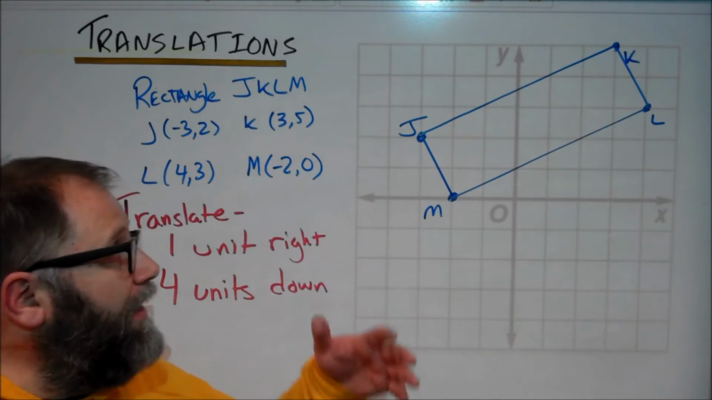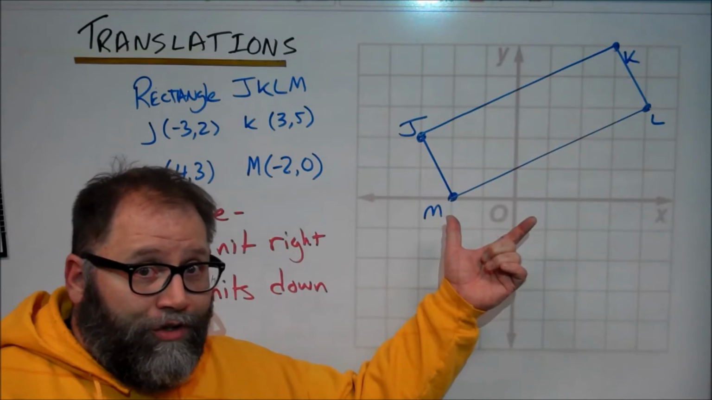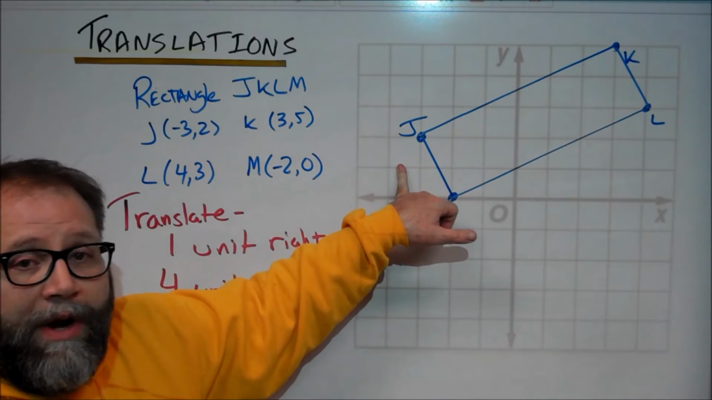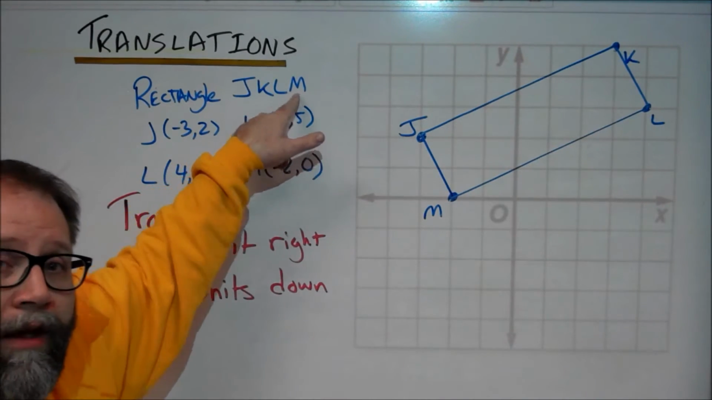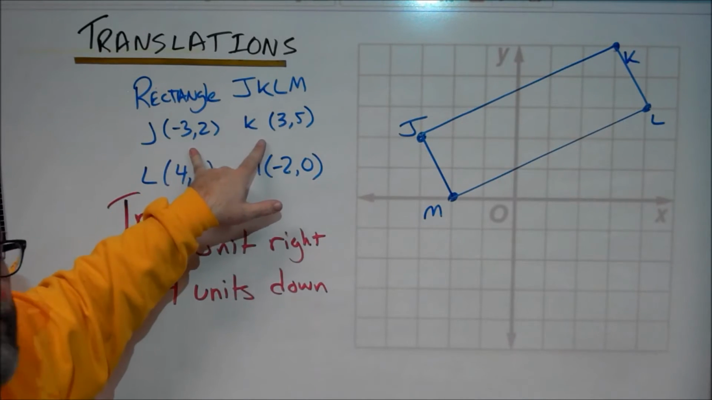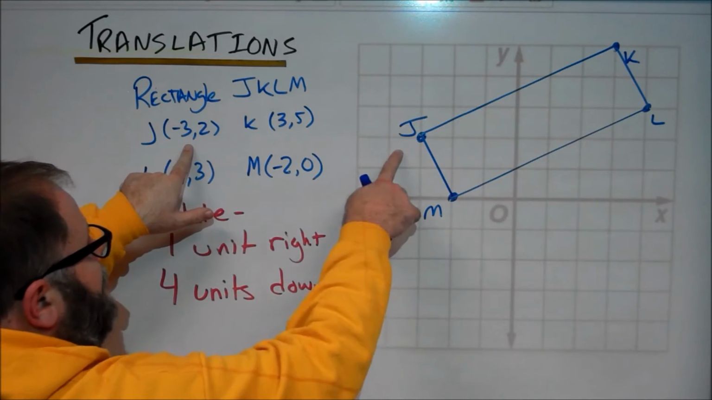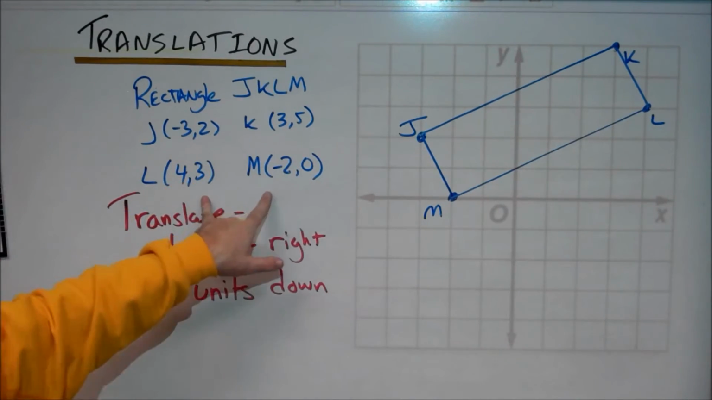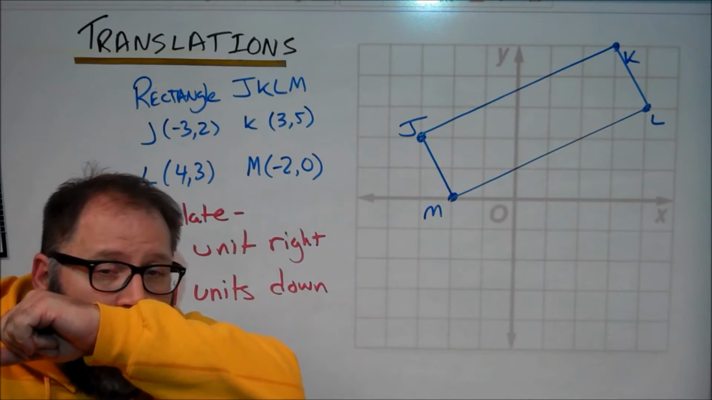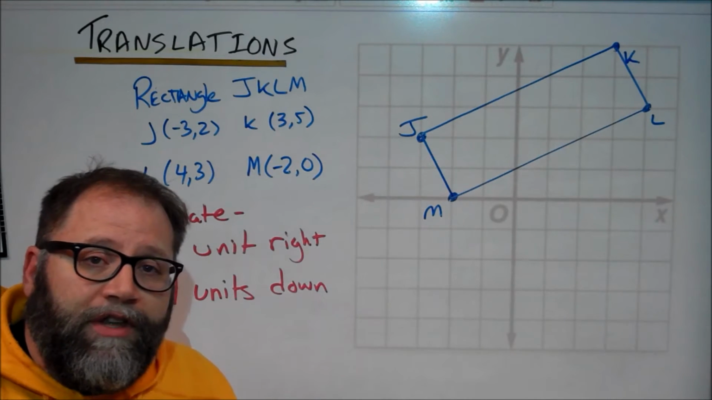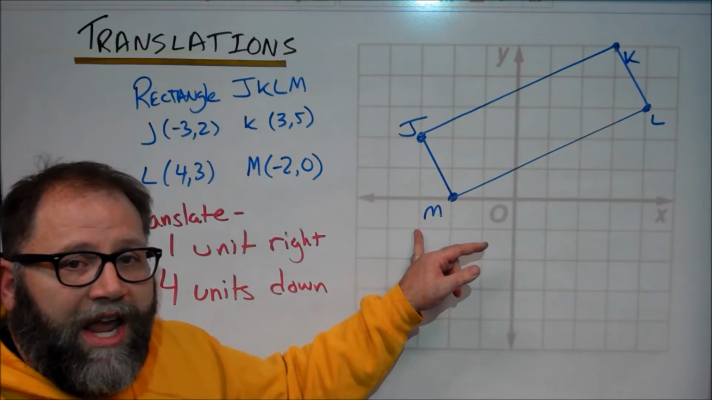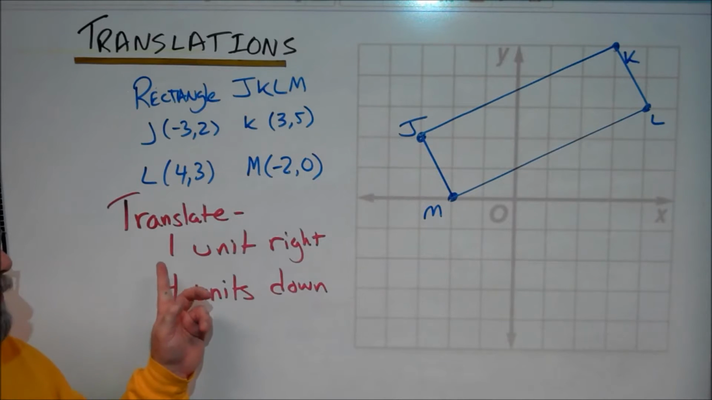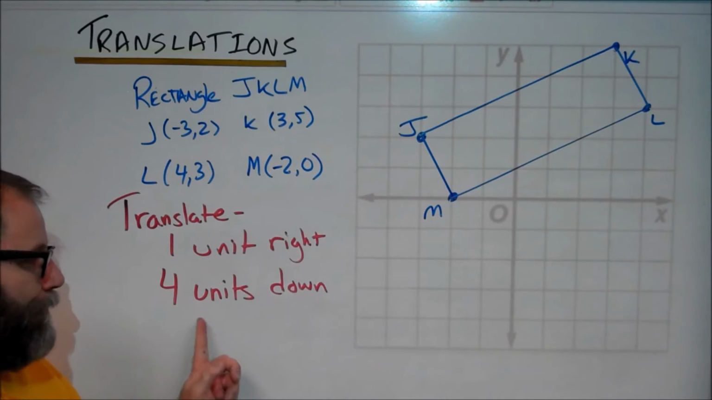Let's try a translation. All we're going to do is take a figure, our pre-image, and move it to our image. What I've graphed here is rectangle JKLM, and these were the ordered pairs for those. So J is at -3, +2, K is at +3, +5 on the Y, and so on and so forth. Now, here are the marching orders. For this translation, we're going to move one unit right and 4 units down.